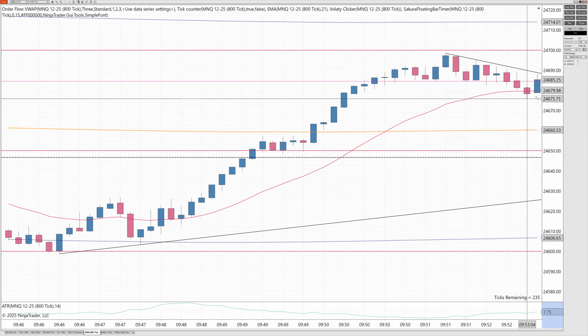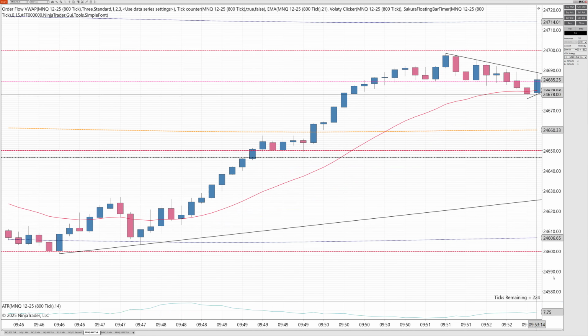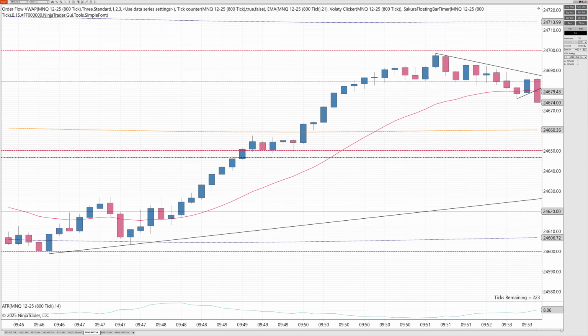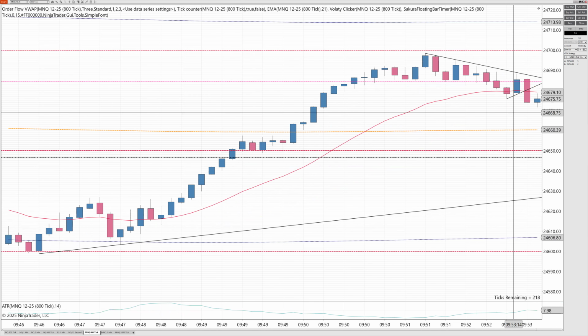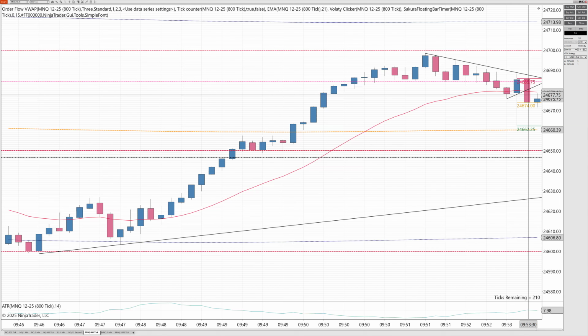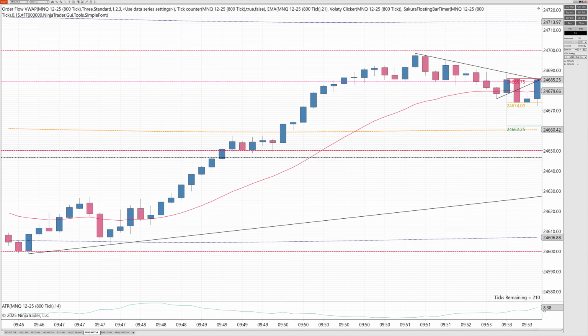Instead, we have this really tiny wedge, and I believe it triggers higher. Nope, it didn't trigger higher. Okay, it triggered lower. Question then becomes, do we have enough room? And the answer is yes, there's enough room, so we're going to take it bearish.